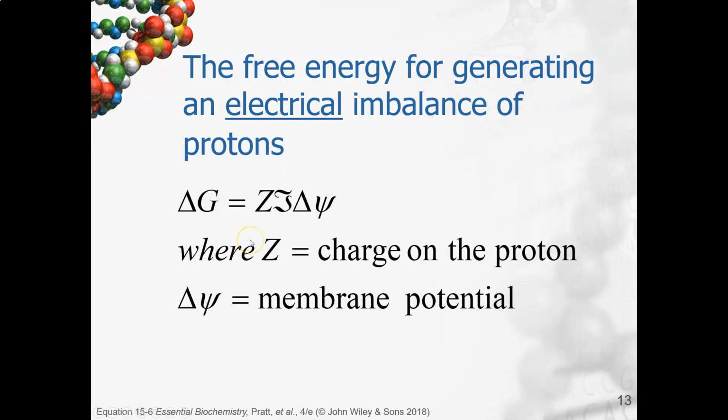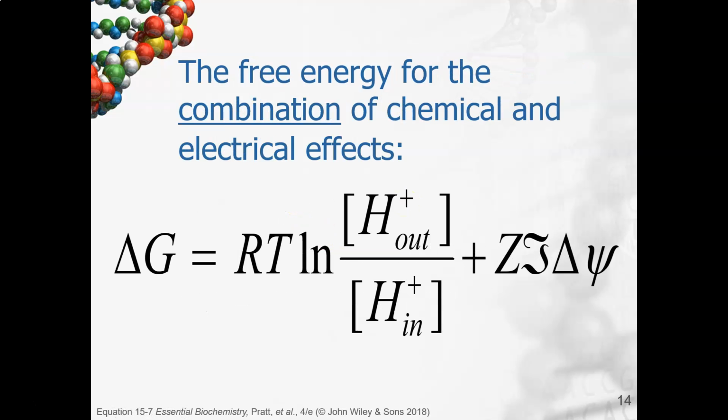And this portion right here, delta G equals Z times the Faraday times delta psi. Z is the charge on the proton, which is +1, delta psi is the membrane potential, which can be measured experimentally, and F is the Faraday, which is a constant. So if we put these together, we can calculate the free energy change associated with the proton motive force, or the electrochemical gradient that occurs across the inner mitochondrial membrane when electron transport is occurring. So it is a combination of chemical and electrical effects.